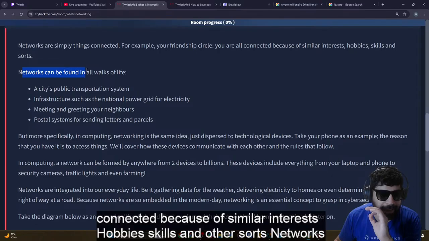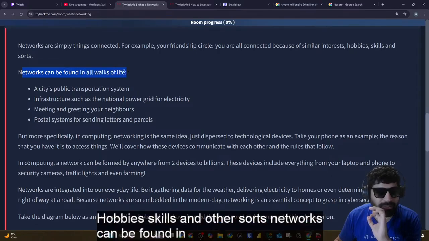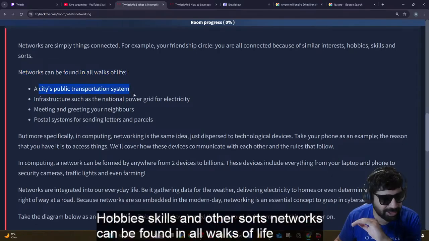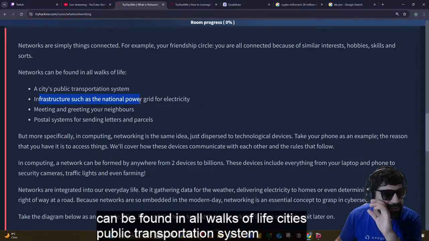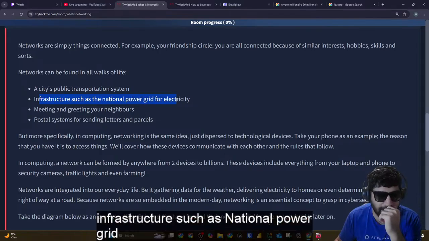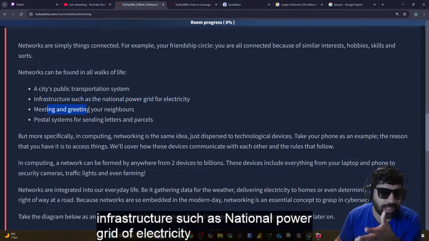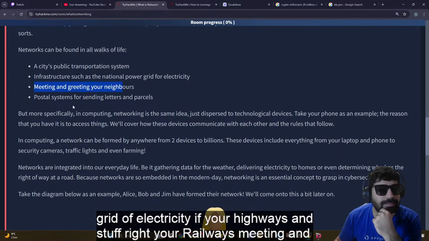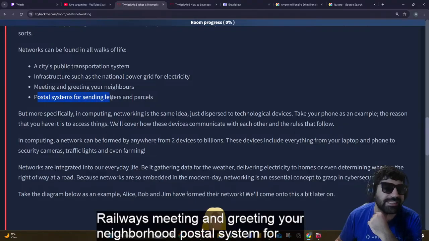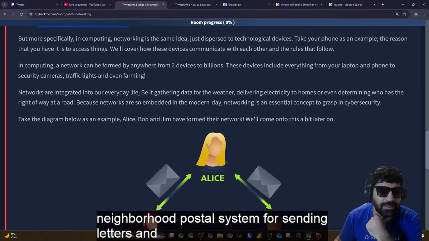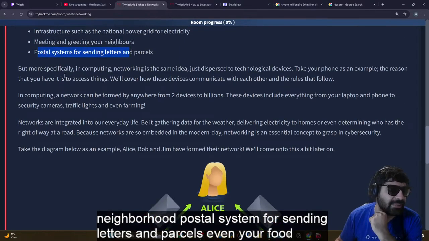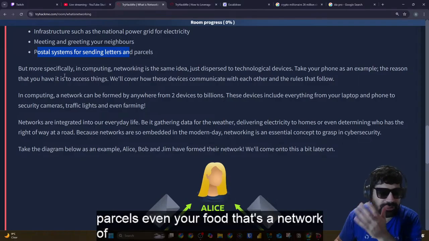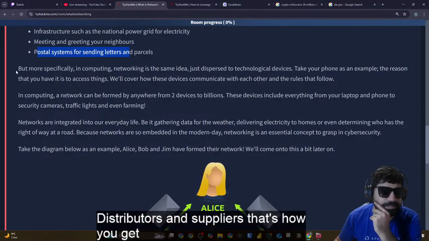Networks can be found in all walks of life: a city's public transportation system, infrastructure such as the national power grid of electricity, your highways, your railways, meeting and greeting in your neighborhood, the postal system for sending letters and parcels. Even your food comes from a network of distributors and suppliers. That's how you get it, right?